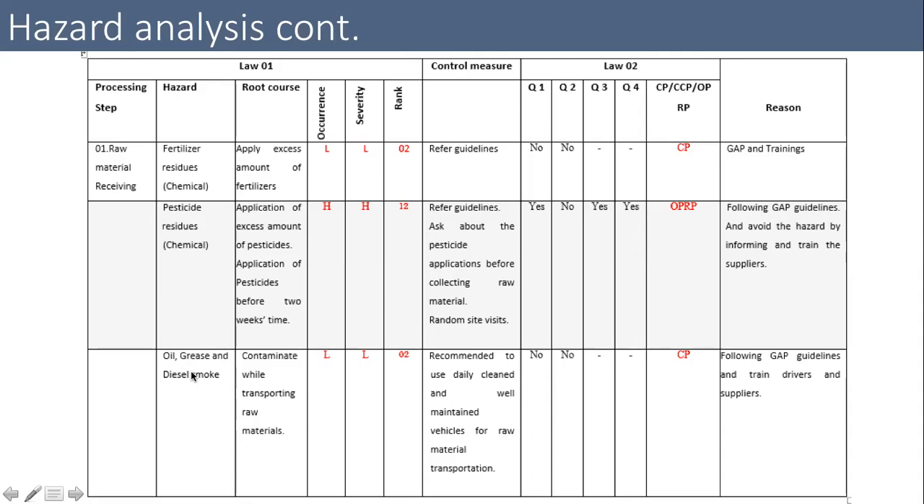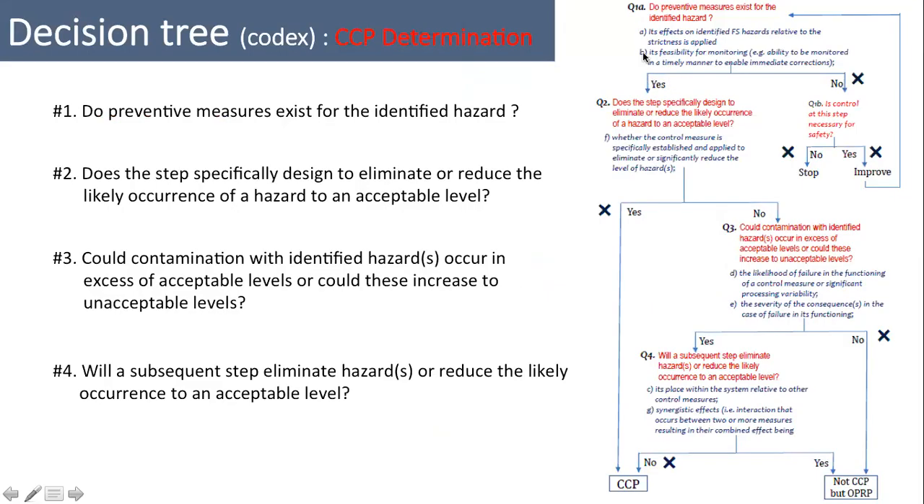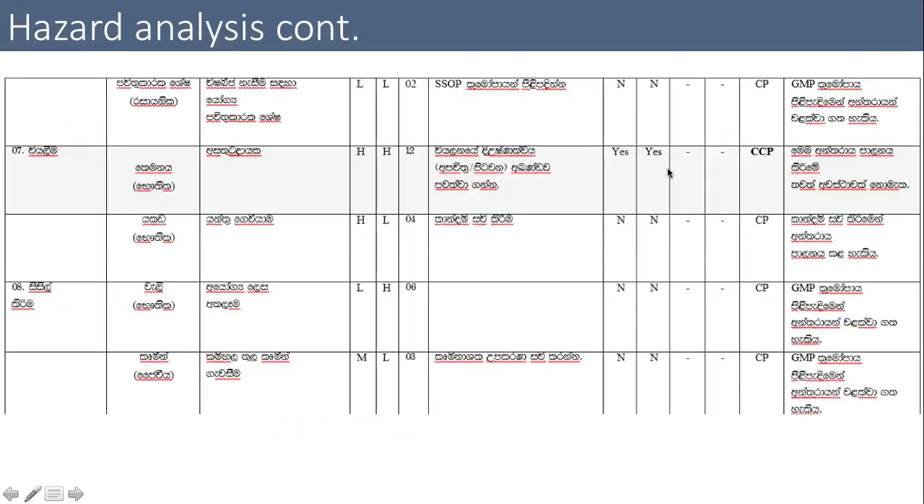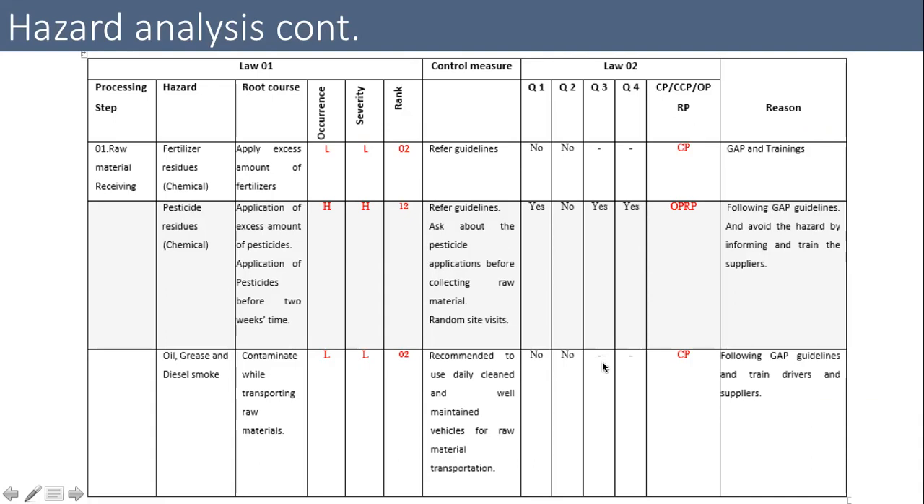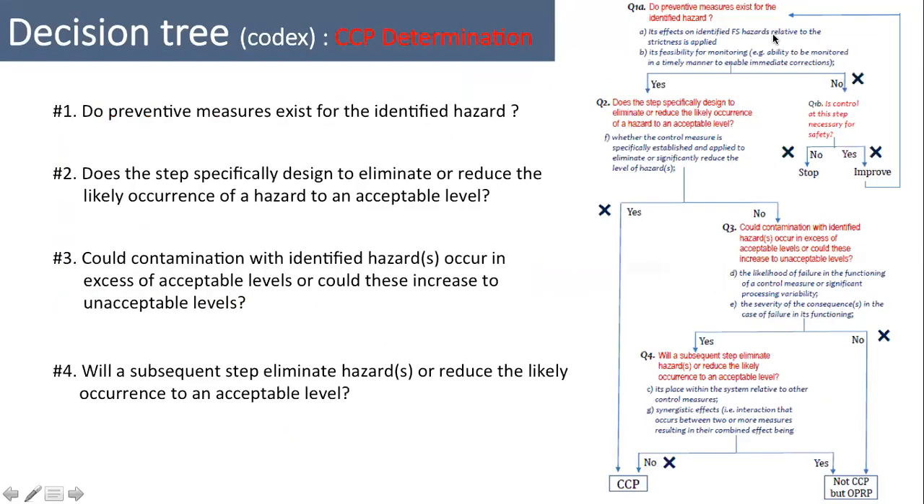Again, the third hazard, oil and grease. Occurrence is low, severity is low, so the rank is 2. So it means it's a control point. And you can see the answers for question 1 here. Question 1, no. Question 2, no. No, no, it means stop, right?